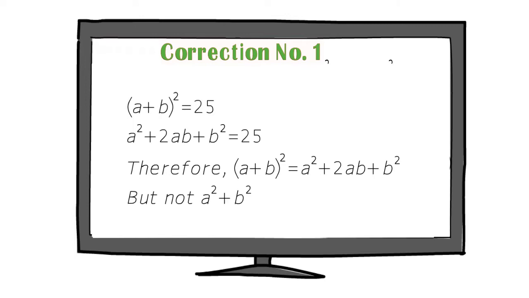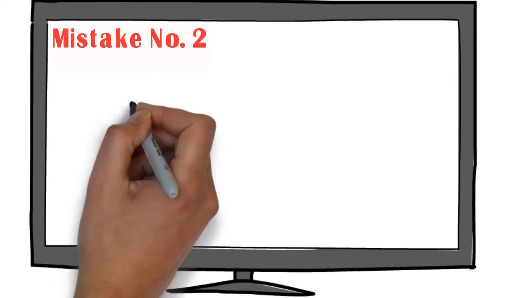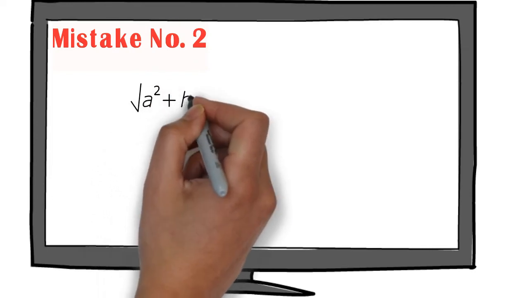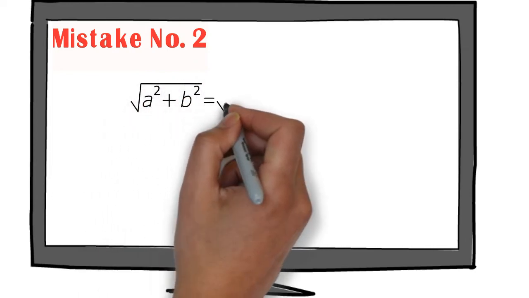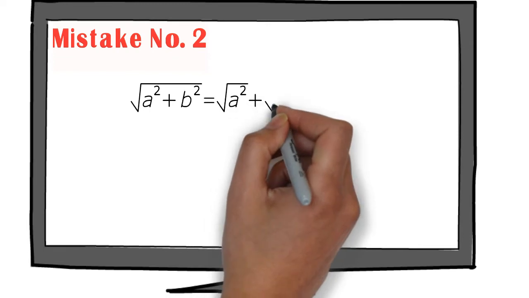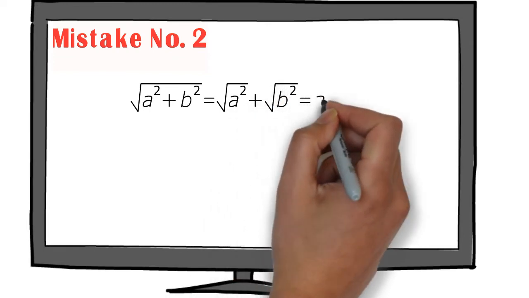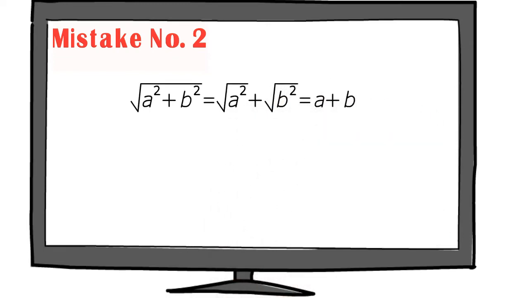Now, understanding this, let's go to mistake number 2. This is that the square root of a squared plus b squared equals the square root of a squared plus the square root of b squared, which equals a plus b. Students are fond of making this expression.